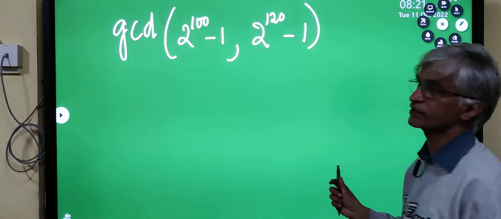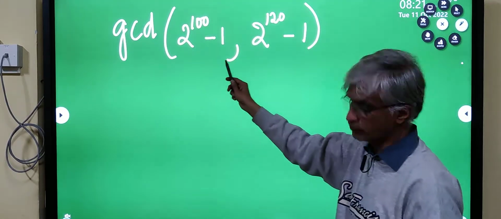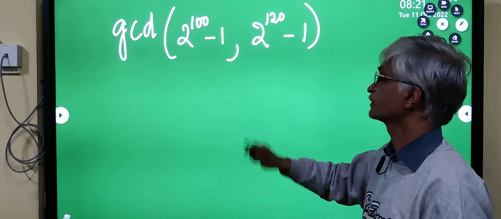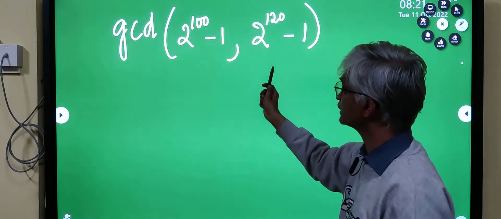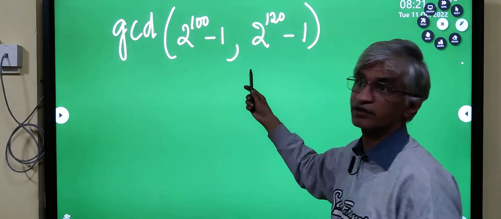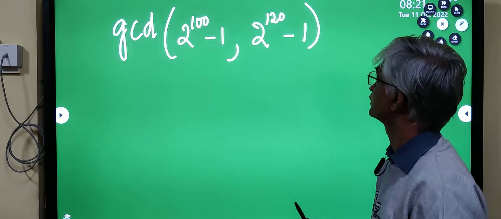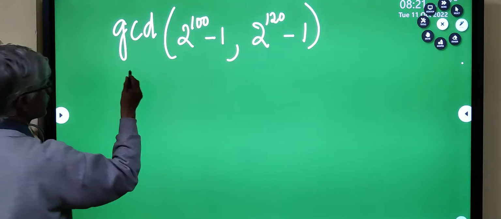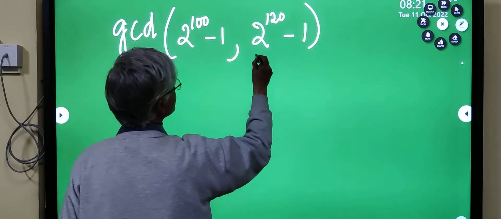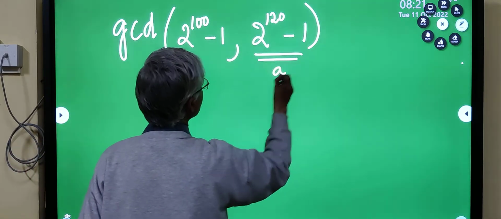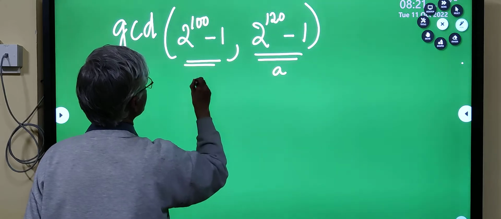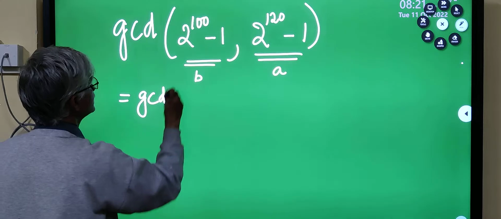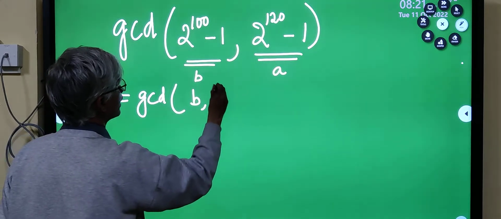Okay, so let us just use Euclid's algorithm for 2 raised to 100 minus 1 and 2 raised to 120 minus 1. As you can see, these are very big numbers, and Euclid's algorithm will be pretty efficient to find the GCD of these two large numbers. So let us use Euclid's second algorithm. Now this is the bigger number A, and this is the smaller number B. So this will be equal to GCD of B and R.